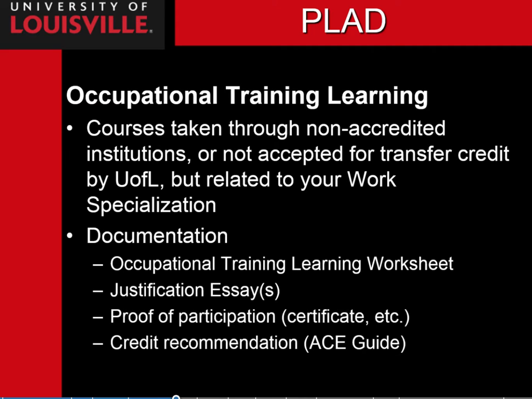Occupational training credit comes from courses taken through non-accredited institutions, courses not accepted for transfer credit by U of L, or courses taken through your employer. This includes military training. These courses must be related to your work specialization. The supporting documentation you'll need to support this request of credit includes the Occupational Training Learning Worksheet, accompanying justification essays, proof of participation in the training event, and a credit recommendation for the training.